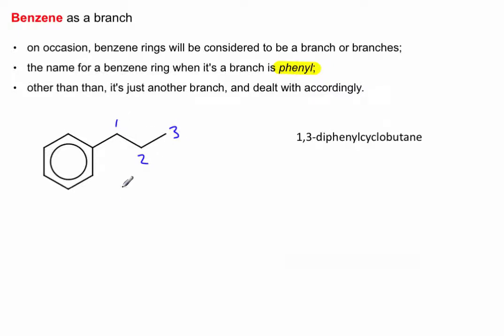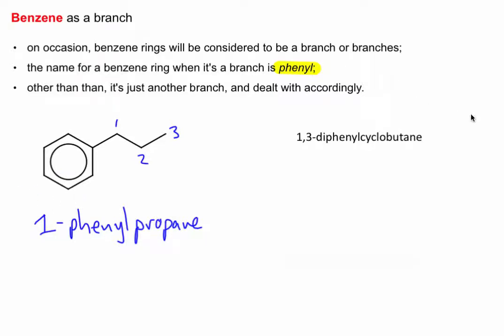So there's propane 1, 2, 3, and so the phenyl branch is on carbon 1, and so we do have to number 1-phenylpropane. Now, it's probably not very often done that way. It's more likely going to be called propylbenzene. But that's how you could deal with benzene as a branch. So let's look at another.